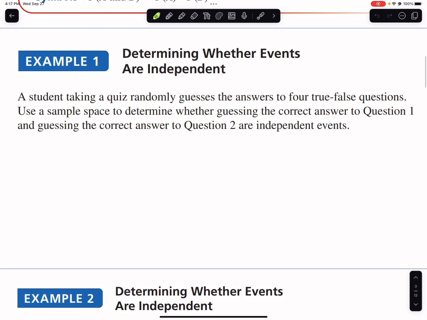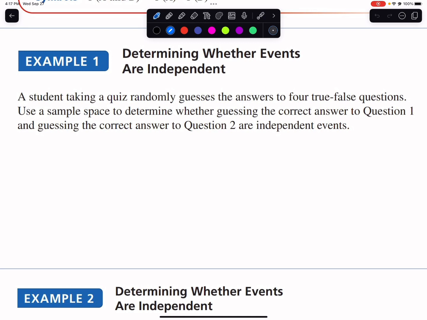All right, so example 1. A student taking a quiz randomly guesses the answers to 4 true or false questions. Use a sample space to determine whether guessing the correct answer to question 1 and guessing the correct answer to question 2 are independent events. So we're going to make the sample space. This is kind of the same thing as what we did before, but with different outcomes.